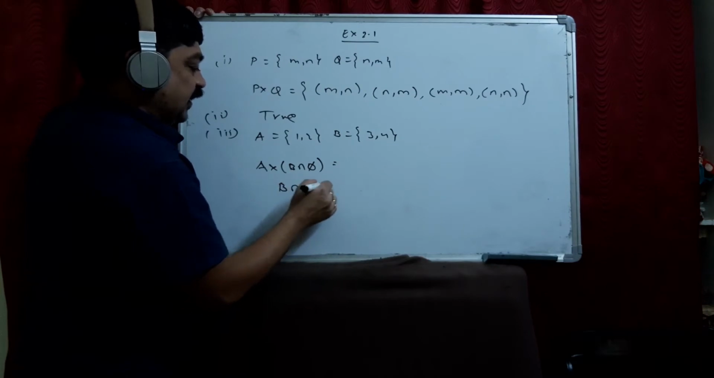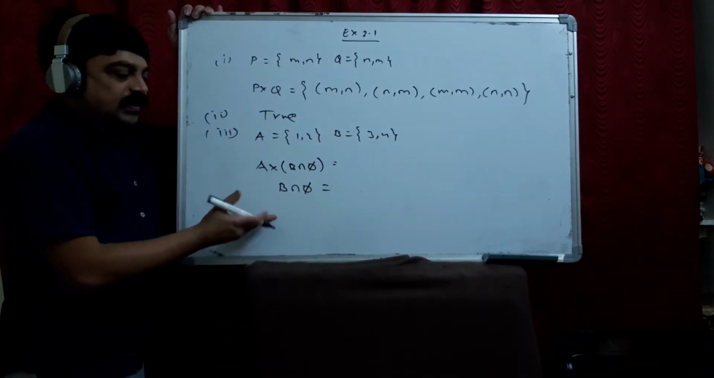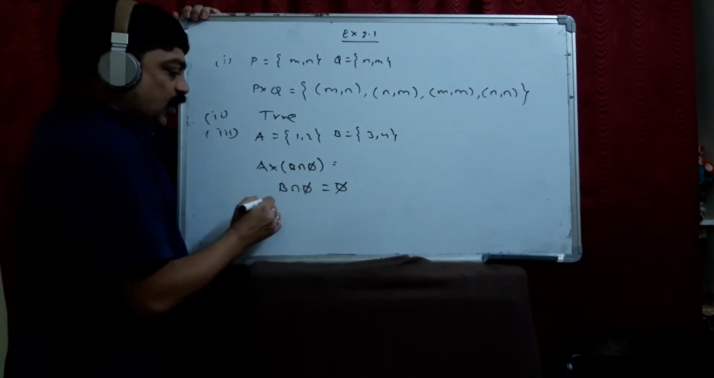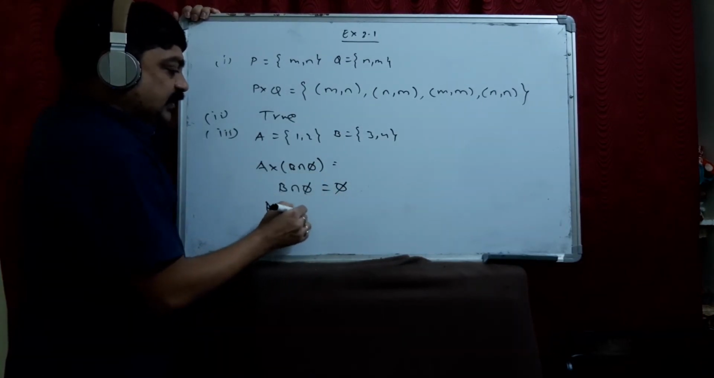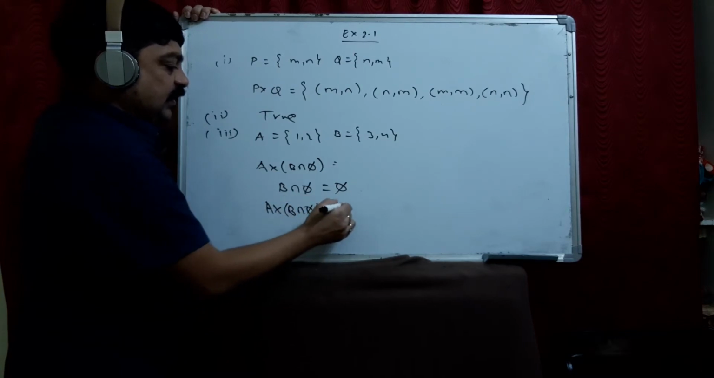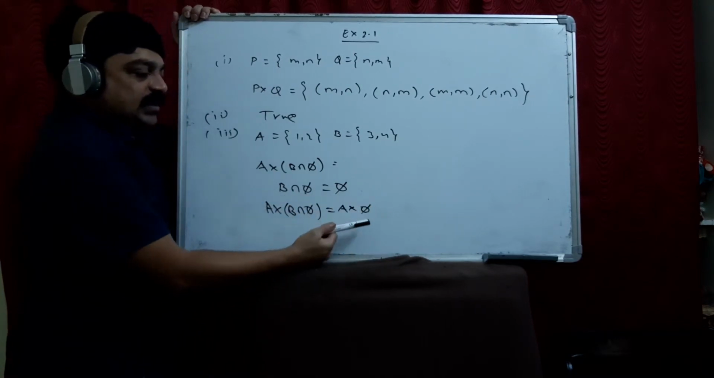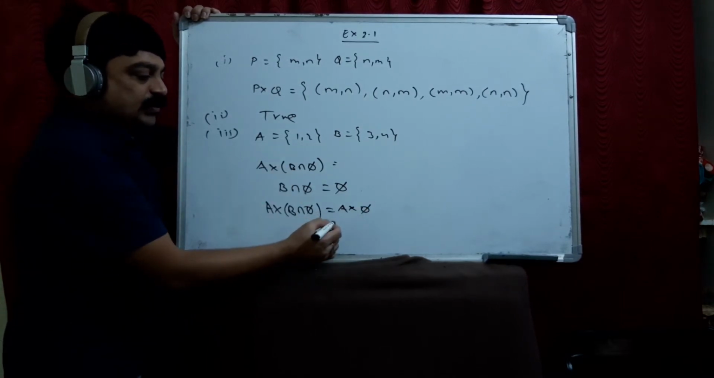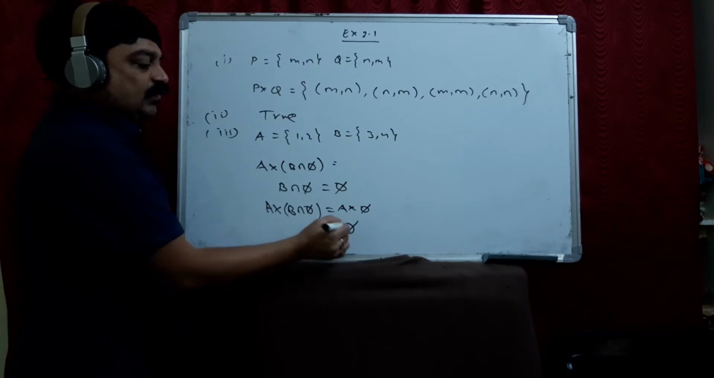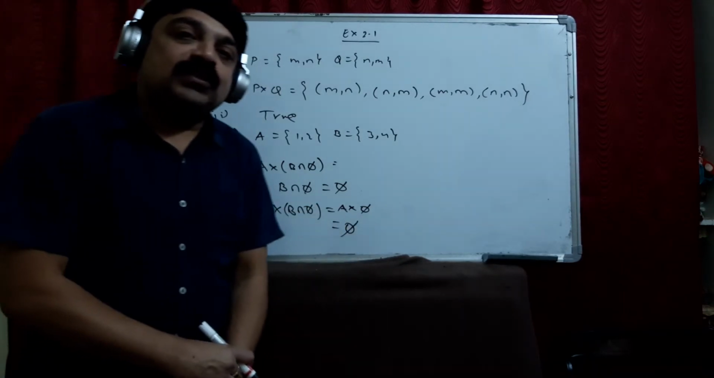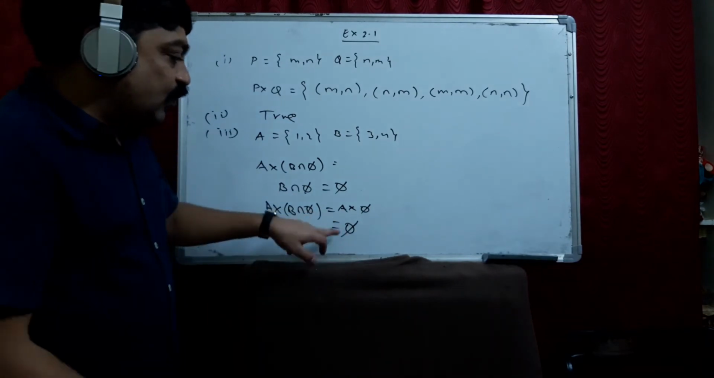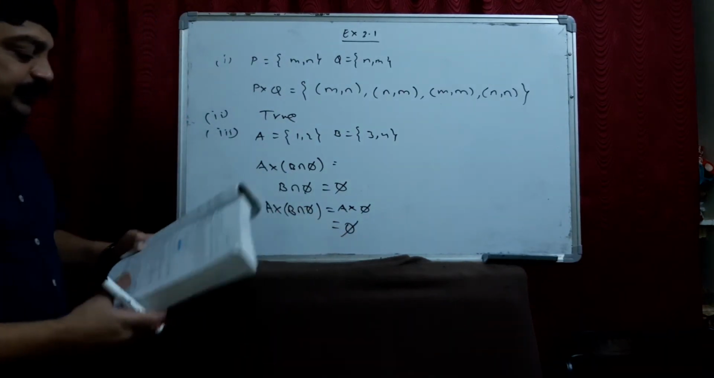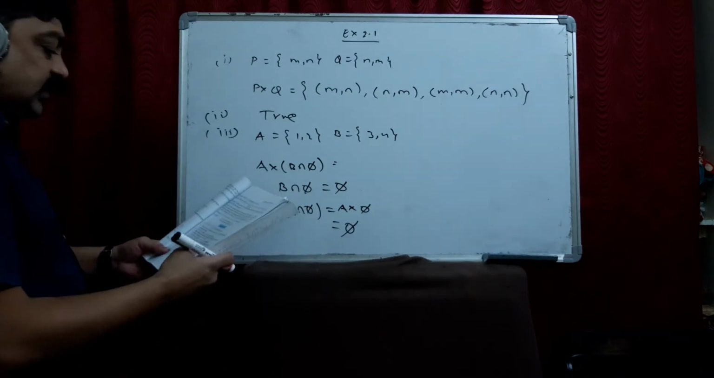B intersection empty. Empty means there will be zero number of sets. Empty intersection B is always empty. Okay, now A cross B intersection 5 gives A cross empty. So it has zero elements. There are two elements in A, so 2 into 0 will be 0. So 0 means the number of elements is 0. If the number of elements is 0, we write the set as an empty set, and the empty set should be denoted like this. Okay? Right. So this is true.